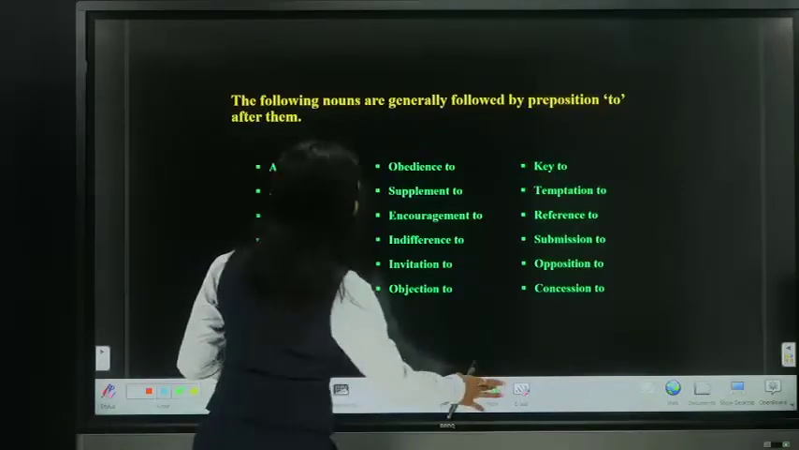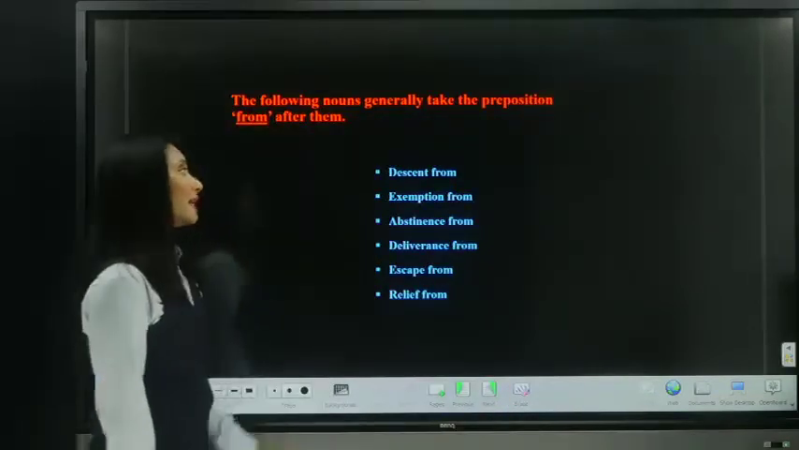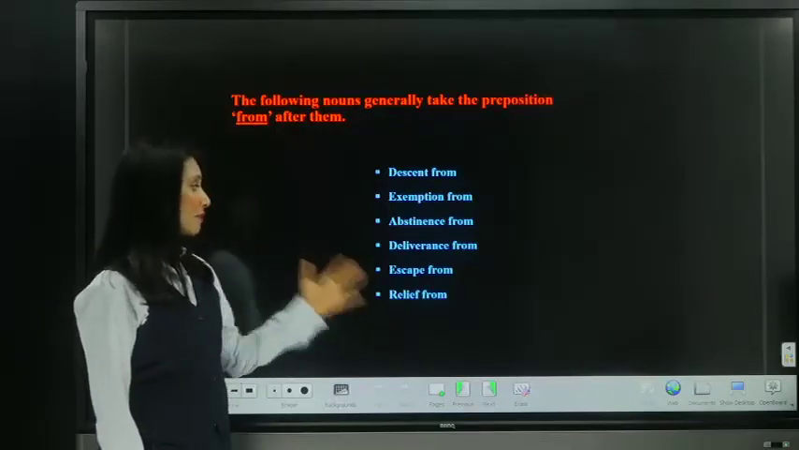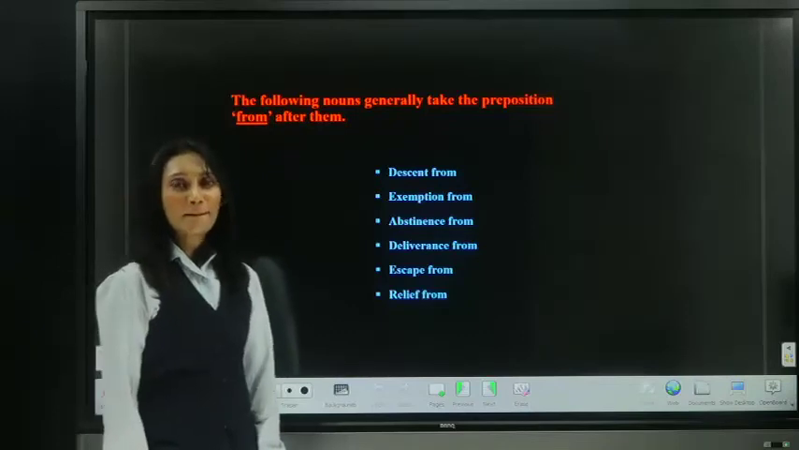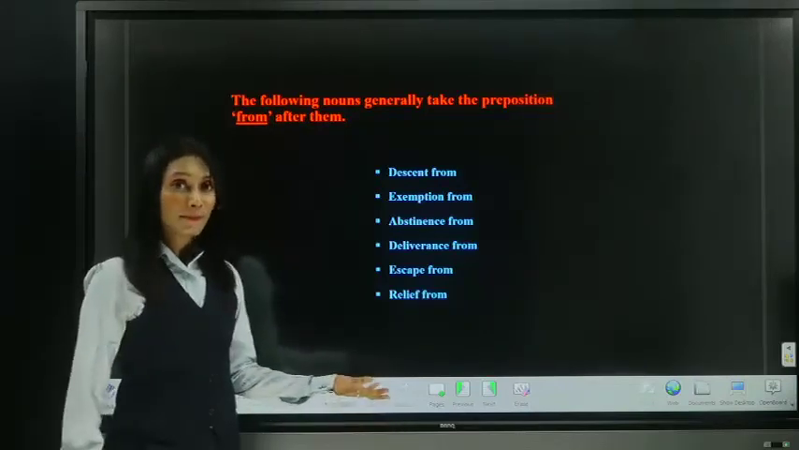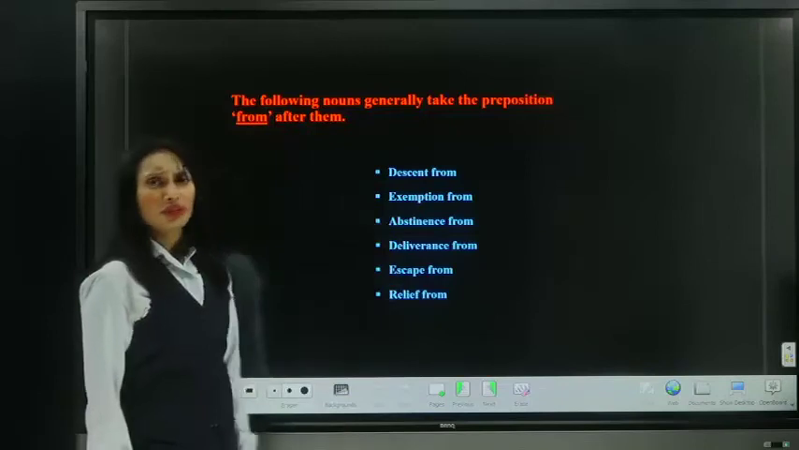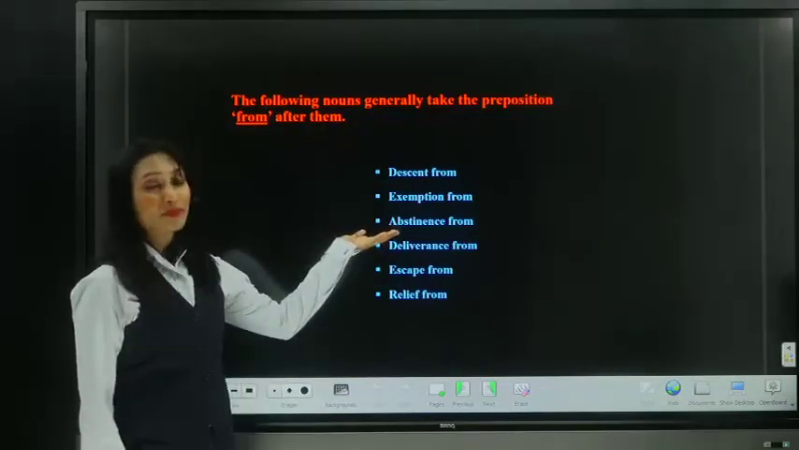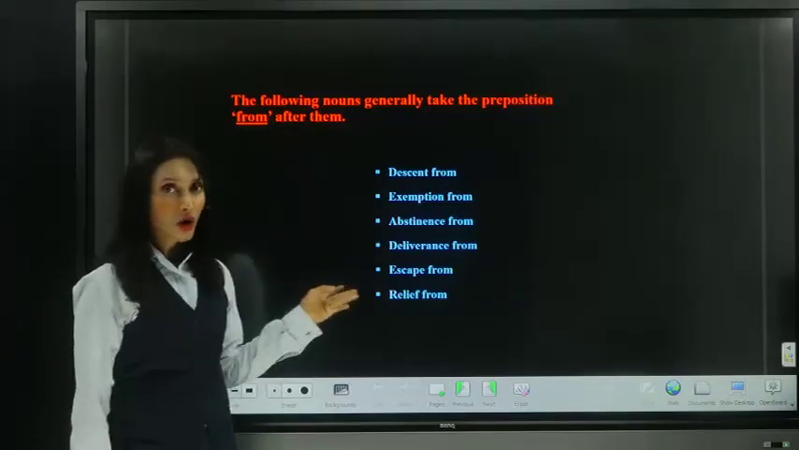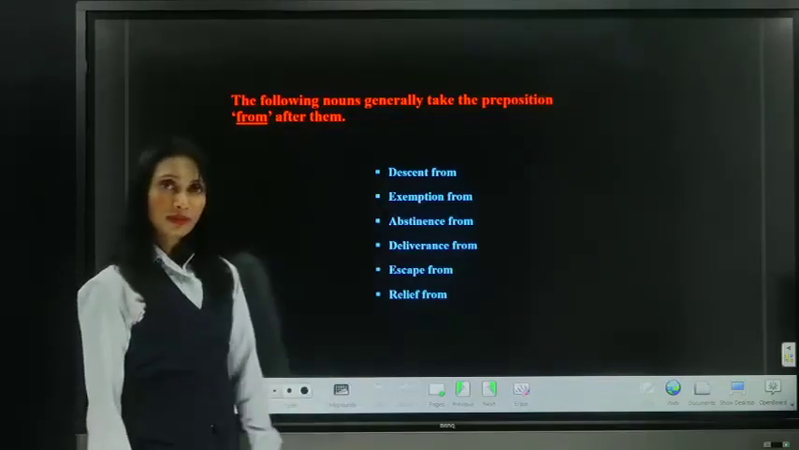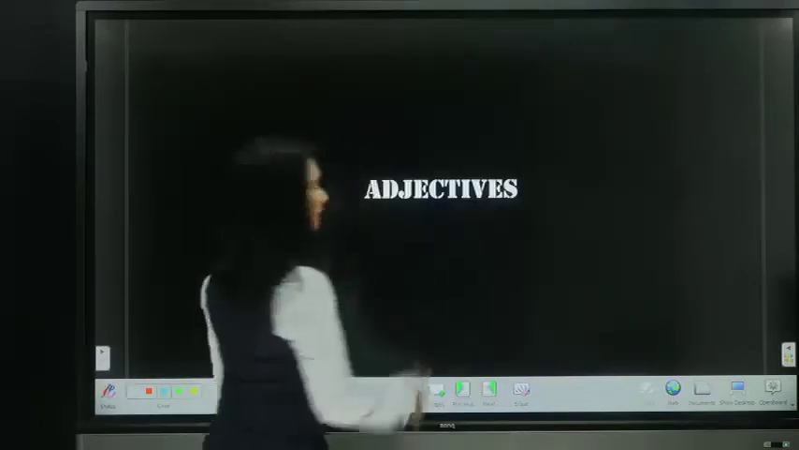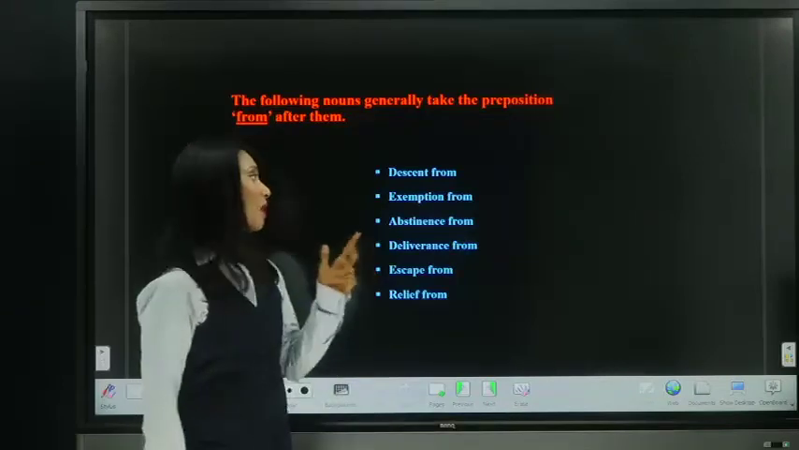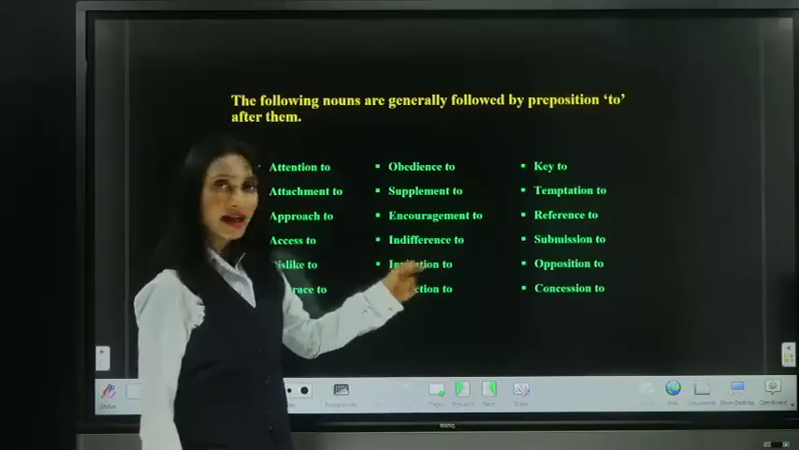Now, the nouns which are followed by the preposition 'from'. Descent from, exemption from, abstinence from, deliverance from, escape from, relief from. He is a descent from a royal family. No one has exemption from this rule. He has abstinence from drinking alcohol. Like that, you can frame some examples. That's about nouns. We have seen five: with, from, of, for, and to.